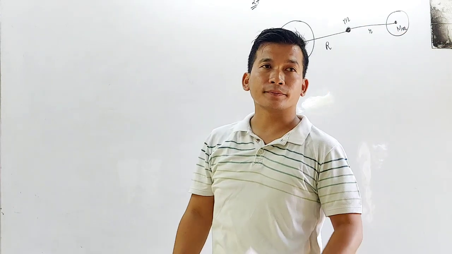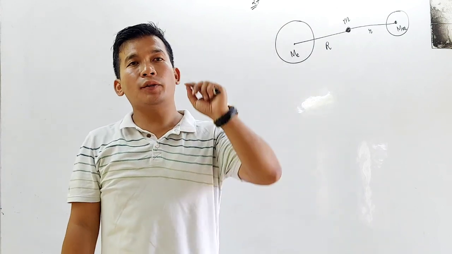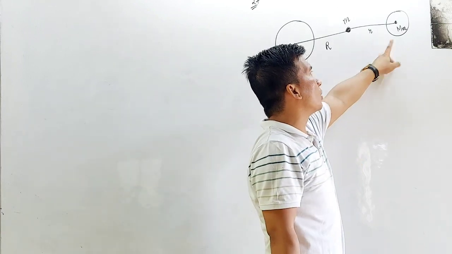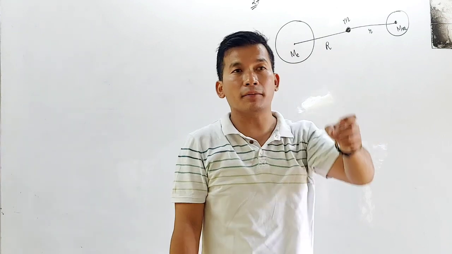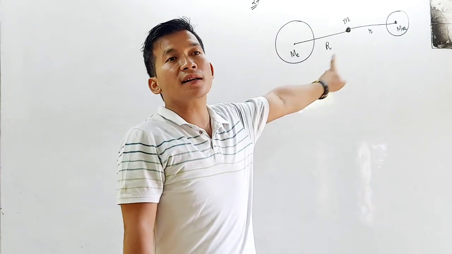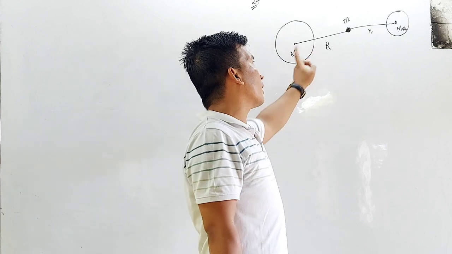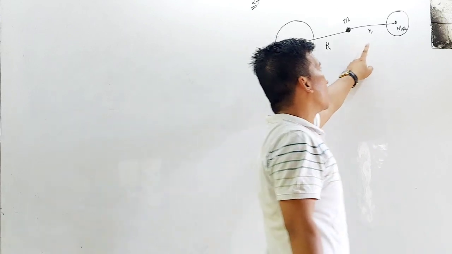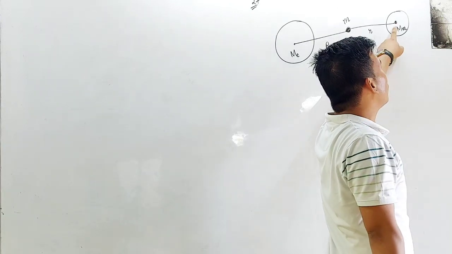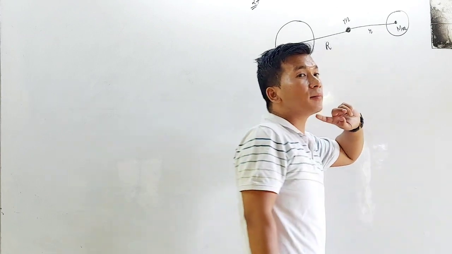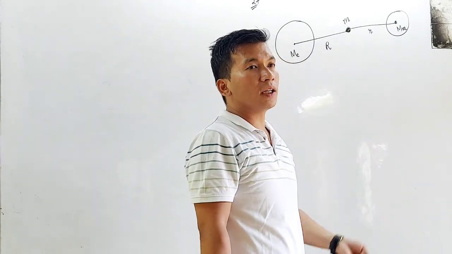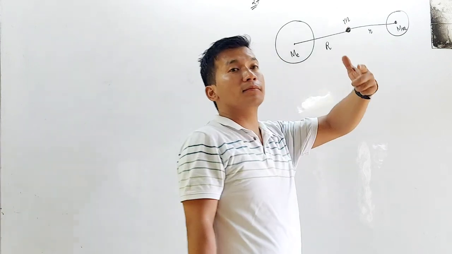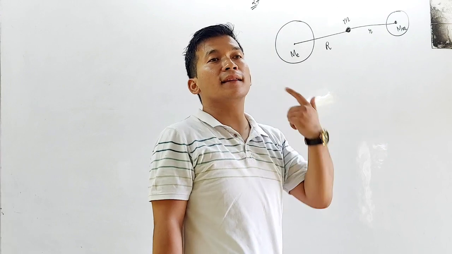Understood? We have an object of mass m located in between our earth and the moon. What is the distance of this mass m from the core of our earth? From the core of our earth, it is capital R. And what about this mass m from the core of the moon? It is at a distance small r. Then you have to find out the total potential energy for this mass small m.